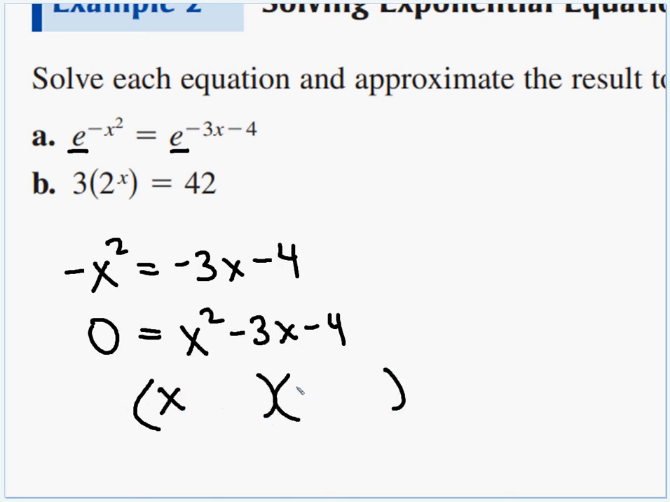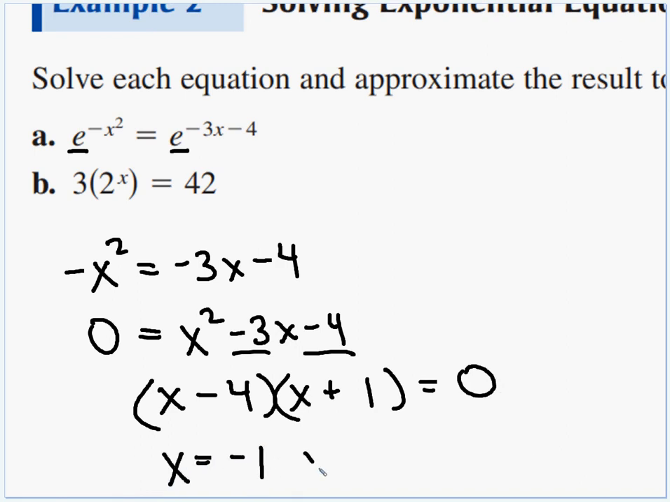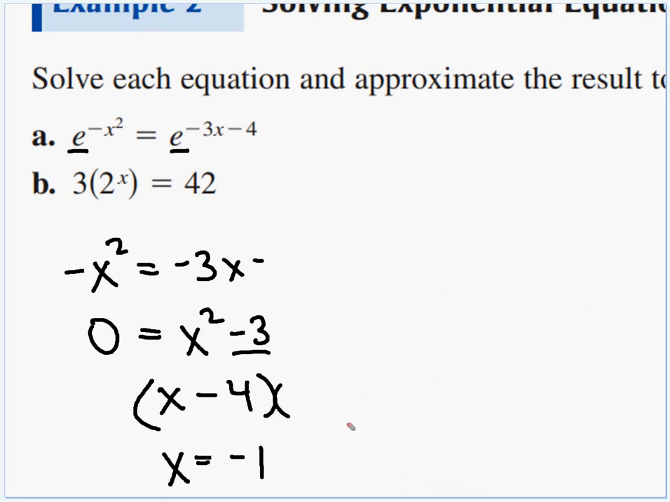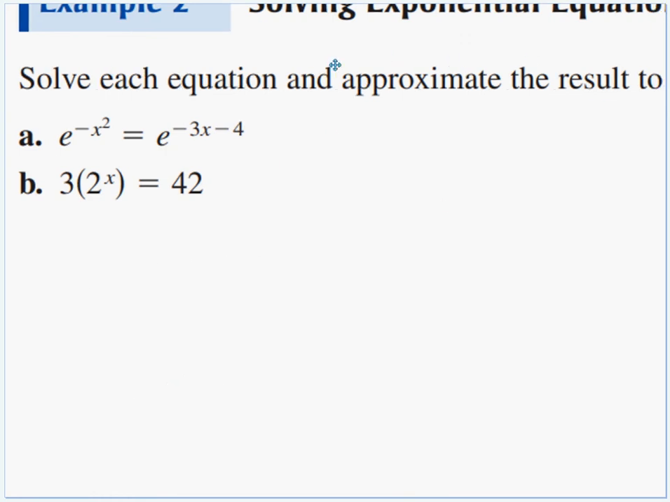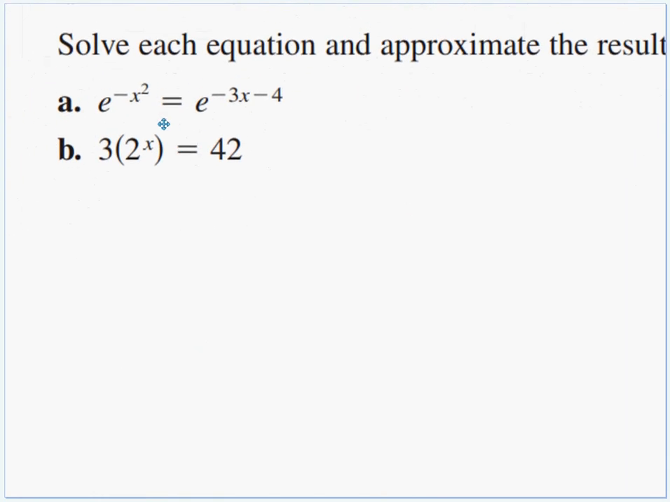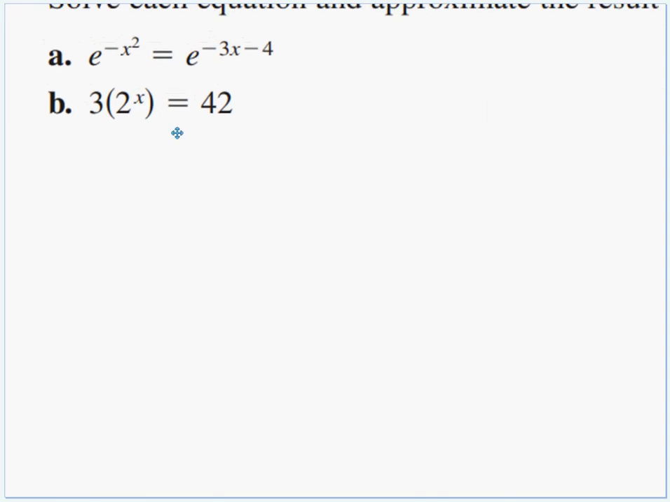See, we need x and x to get the x squared. The numbers that multiply to negative 4 and add to negative 3 would be minus 4 and a plus 1. And then we would set each of those factors separately equal to 0. And we're going to get x is negative 1 and x is positive 4. Okay, the directions did say round to 3 decimals if necessary, I think. That one we didn't need to go decimal, but that tells me this next one we might.